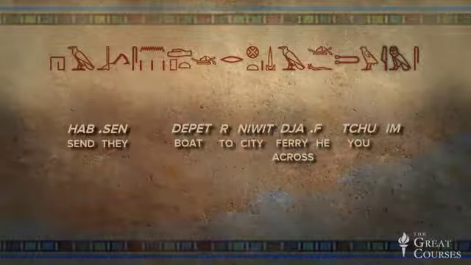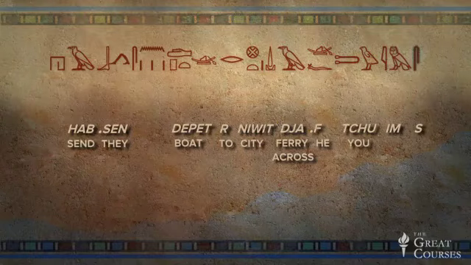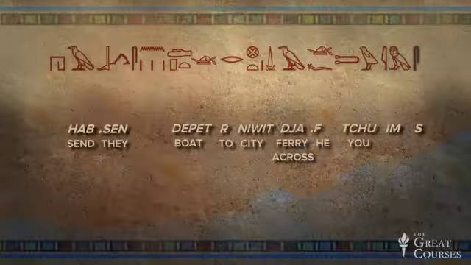Next is our im, the reed and the owl. That means in or therein. And then we have a suffix pronoun, the folded cloth, which is she, her, or it.